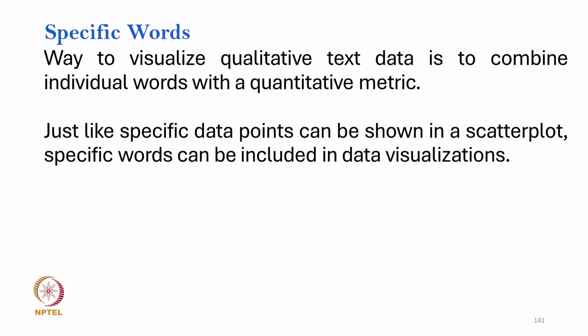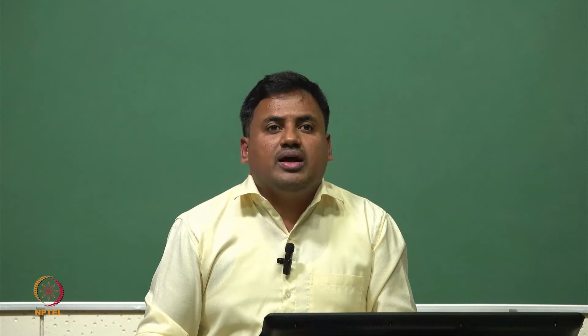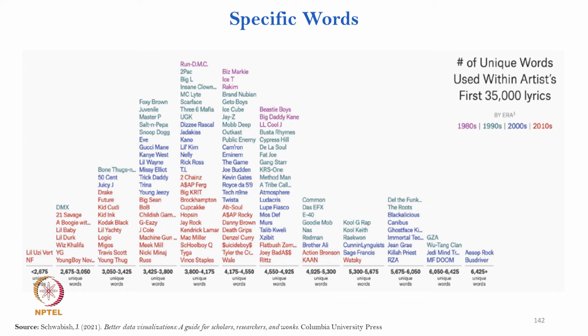And specific words. Another way to visualize qualitative text data is to combine the individual words within a quantitative matrix. Just like specific data points can be shown in scatter plots, specific words can be included in the data visualizations.